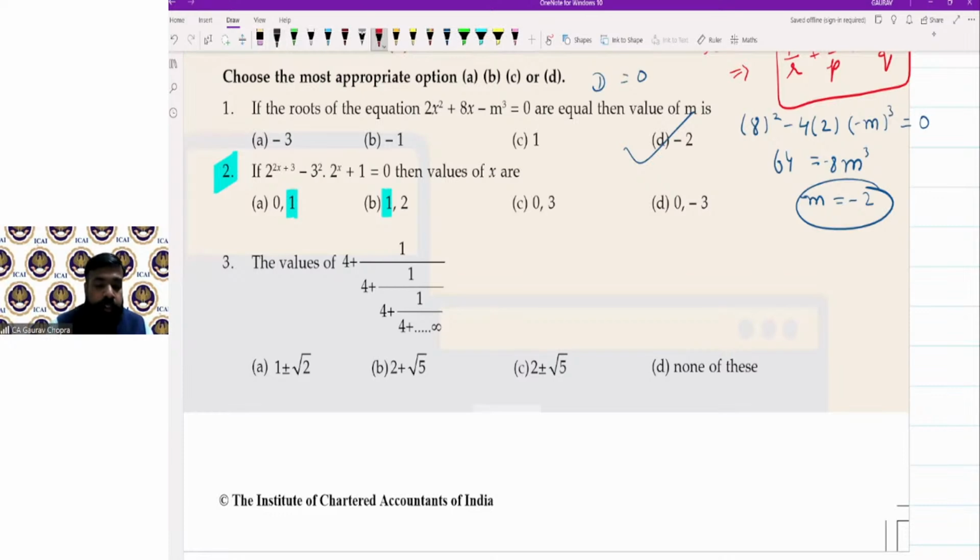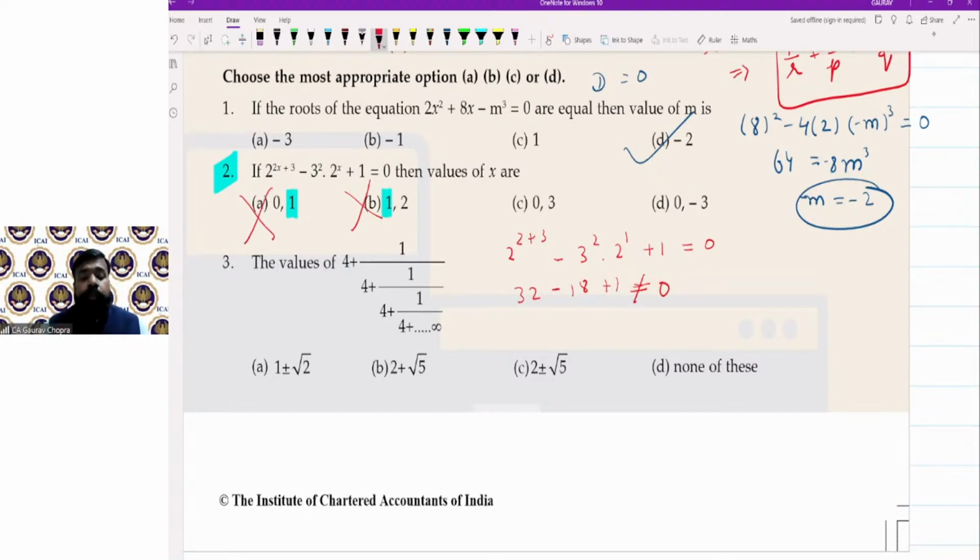So we are substituting 1 this time. 2 to the power of 2 into 1 is 2 plus 3 minus 3 square, then 2 into 1 plus 1 equal to 0. So 2 to the power of 5 is 32 minus 18 plus 1 equals to, how much we are getting? We are not getting 0. So this is not equal to 0. So options A and B are incorrect because 1 is unable to satisfy. That means A and B are rejected.